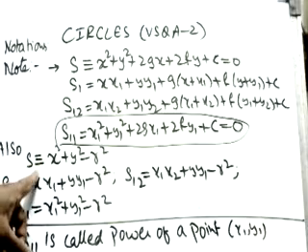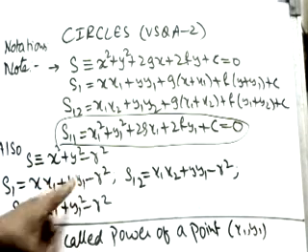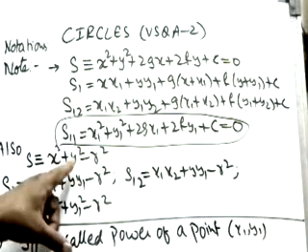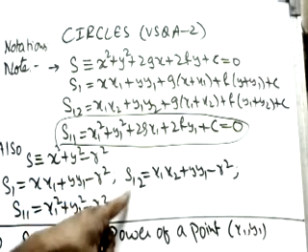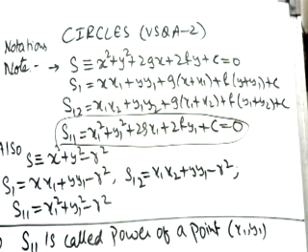If there are no x and y terms, then the circle is like this: x square plus y square minus r square. So S1 will be xx1 plus yy1 minus r square. S12 is x1 x2 plus y1 y2 minus r square. S11 is the same, x1 square plus y1 square minus r square.